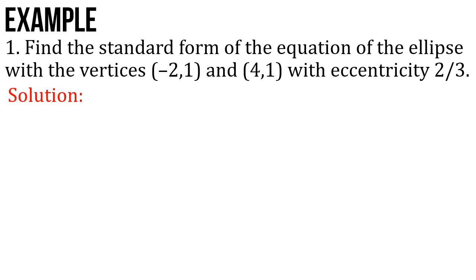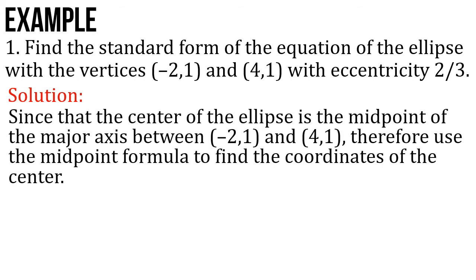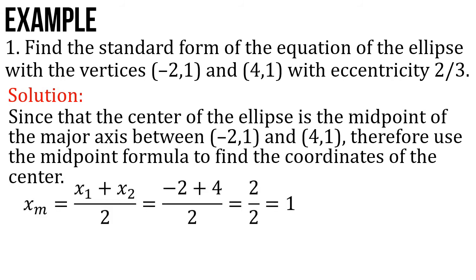So here we have the coordinates of the vertices and the eccentricity. Since the center of the ellipse is the midpoint of the major axis between (-2, 1) and (4, 1), therefore, we can use the midpoint formula to find the coordinates of the center. I have mentioned that before. The midpoint of the major axis or even the minor axis is the center. So let us make use of the midpoint formula. I hope you're already familiar with this.